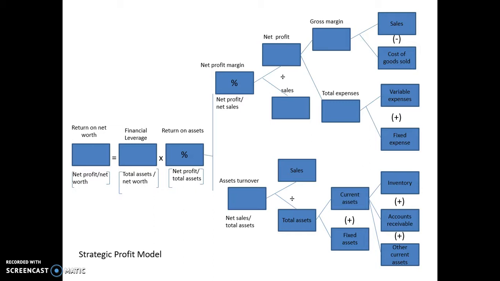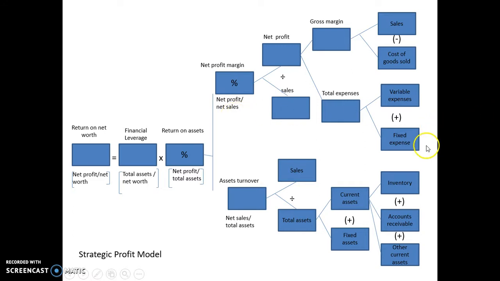So the first leg begins with this. Suppose we are having a particular sales figure. Sales minus cost of the goods sold will give us the gross margin. And out of this gross margin, if we deduct all the total expenses, then it will give us the net profit. And if we divide the net profit by the sales, that will give us the net profit margin in terms of percentage. So net profit is divided by net sales, right?